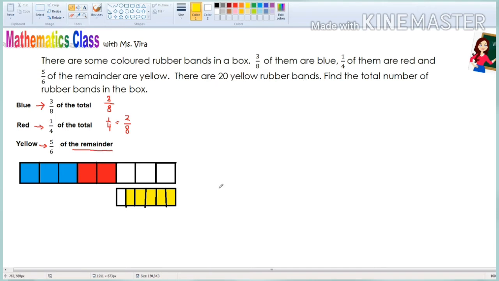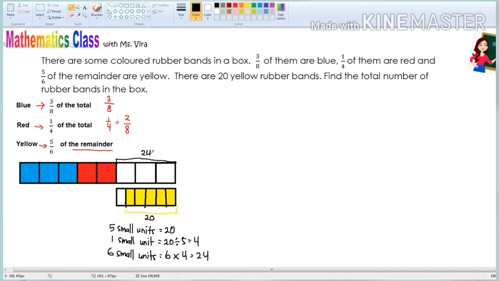And there are 20 yellow rubber bands, so 5 small units equal 20. And we can write 5 small units equals 20. 1 small unit equals 20 divided by 5, which is 4. There are 6 small units, so 6 small units equal 6 times 4, which is 24. 6 small units are the same size as 3 big units. So these 3 big units are also 24.